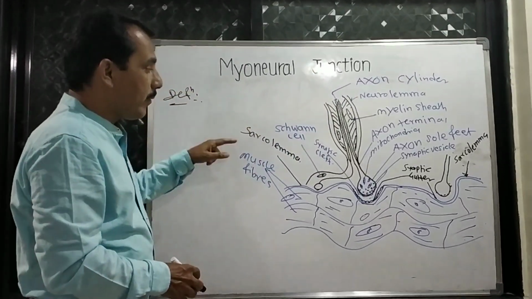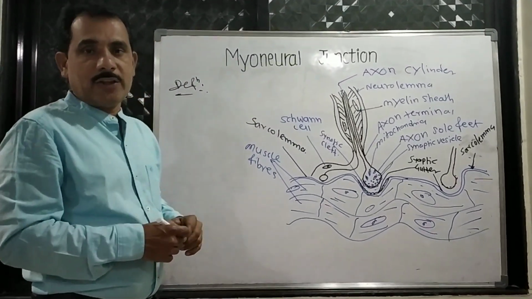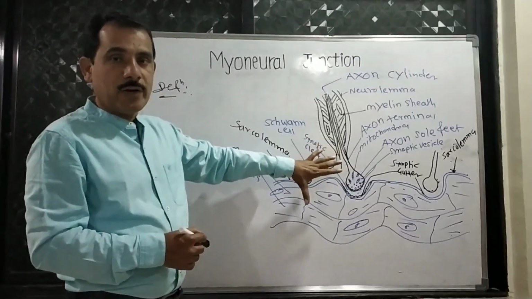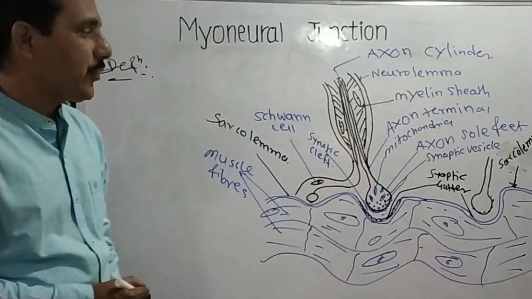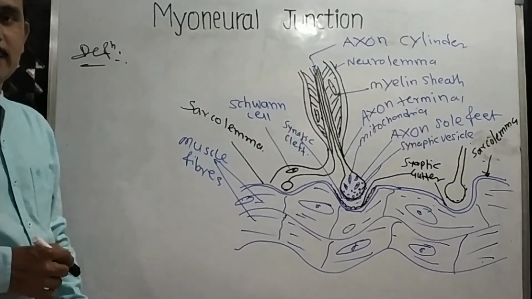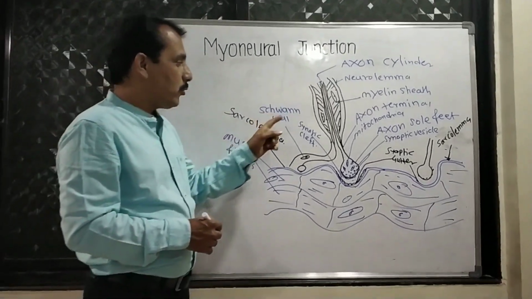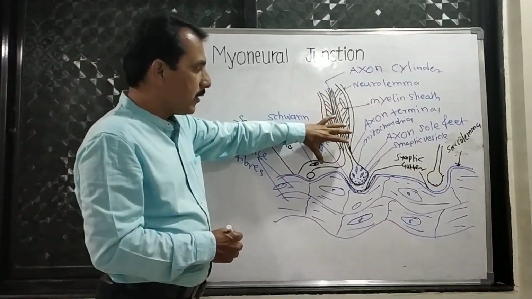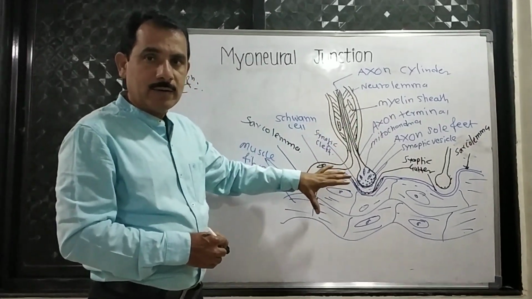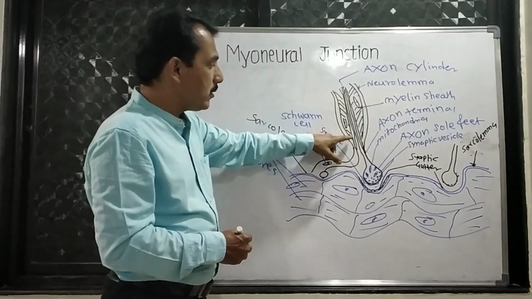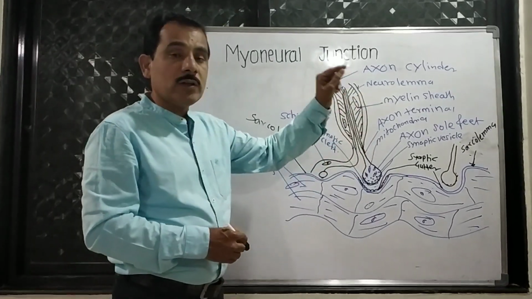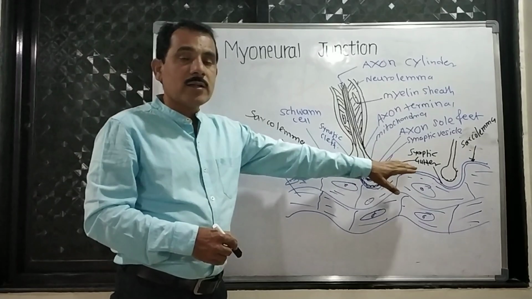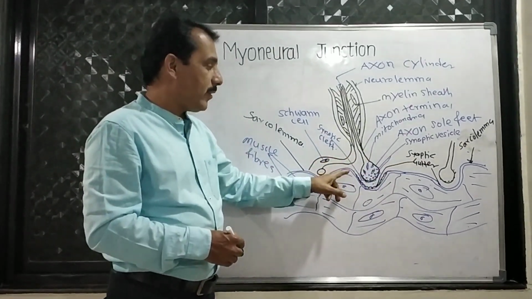Now the anatomy or the structure of the myoneural junction. Just observe the figure carefully, then I will go for the explanation. See, do you observe the figure? The terminal fibers of the nerve end on the muscle fiber, where the axons end into the axon terminals, and these axon terminals end on the sarcolemma of the muscle fibers.